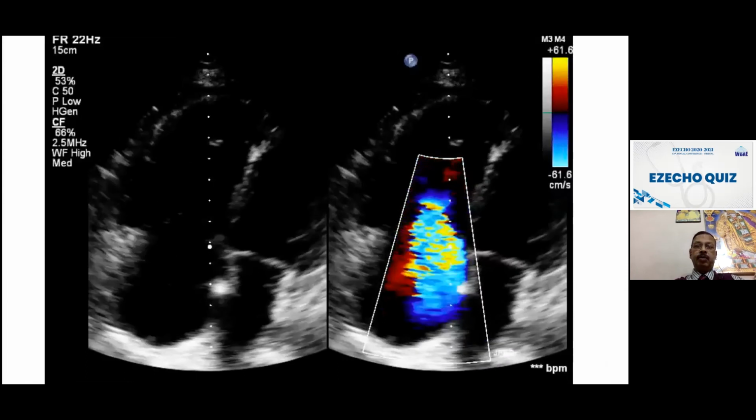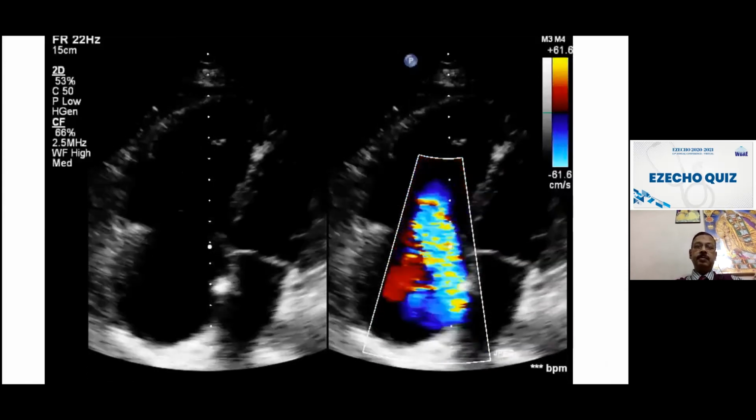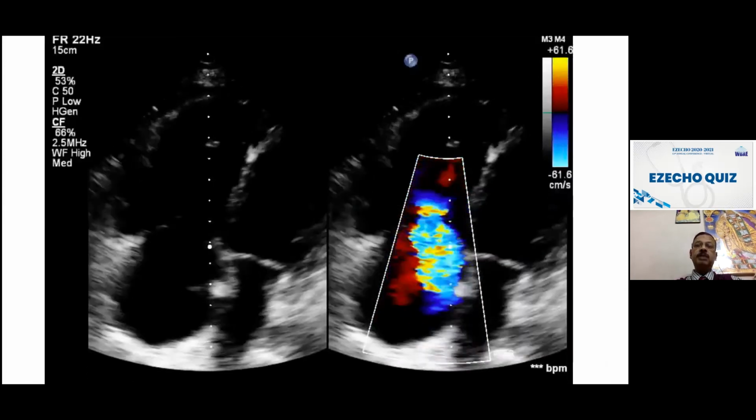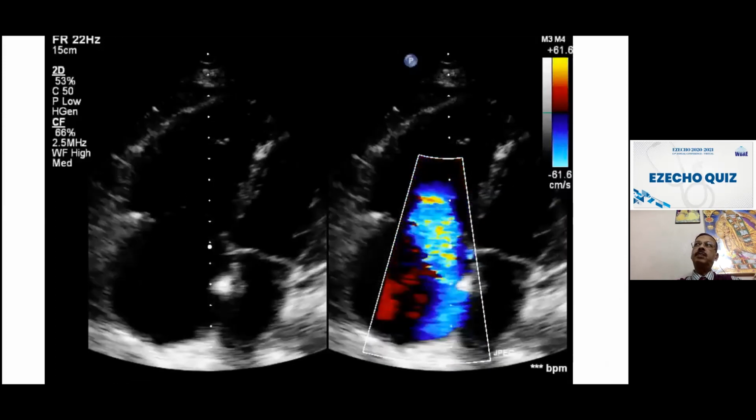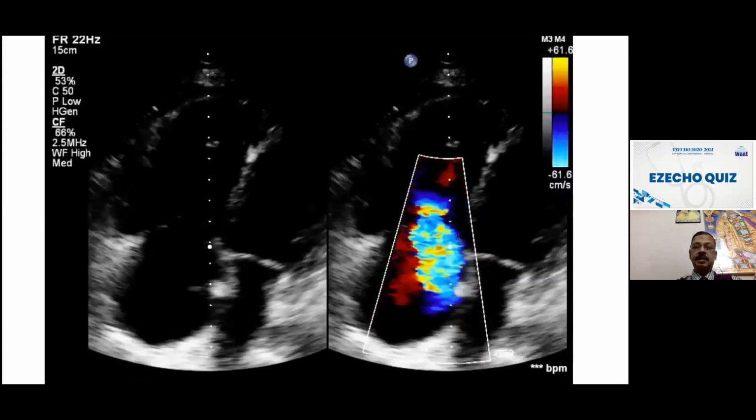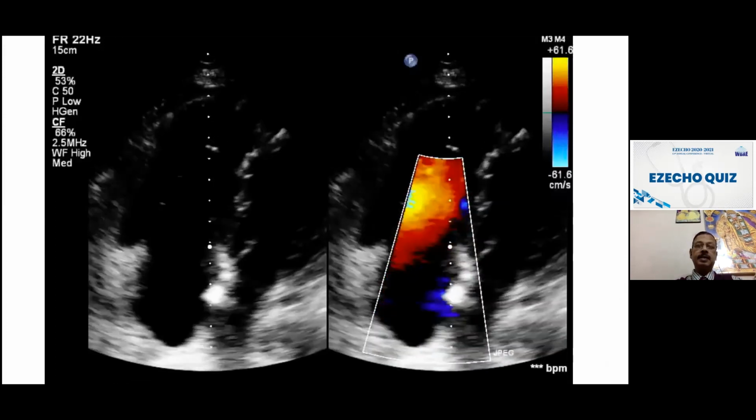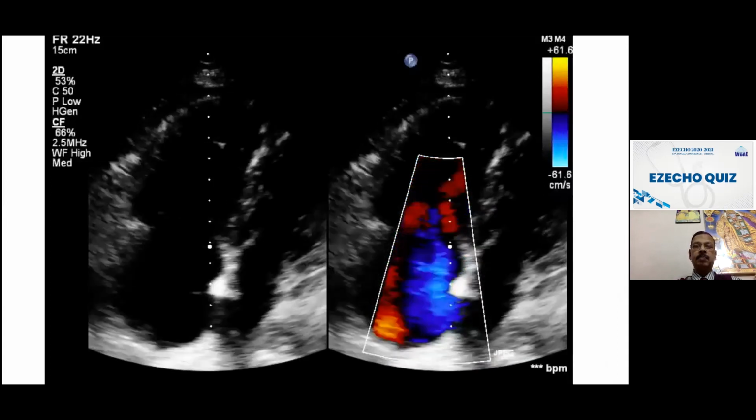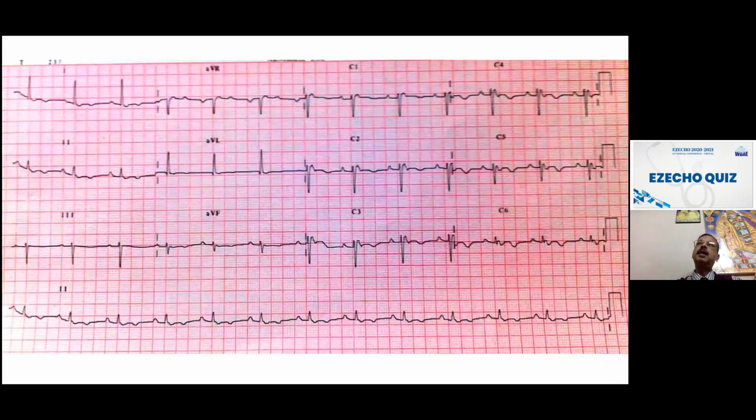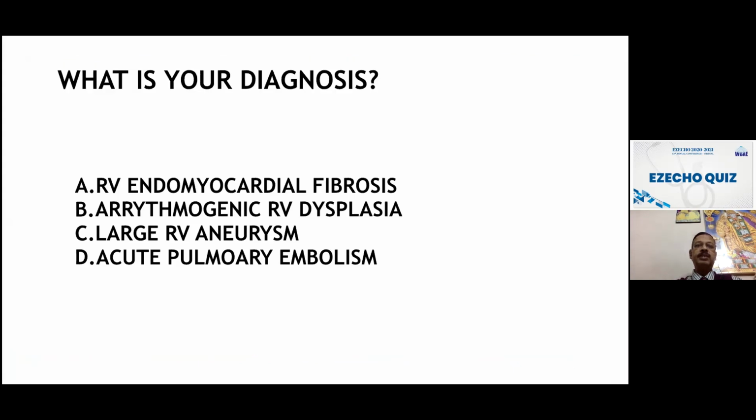Now the quiz for type 2. This is the video clip you can see, and I'll give you another ECG of this patient, and I'll ask the options for that. What is your diagnosis?